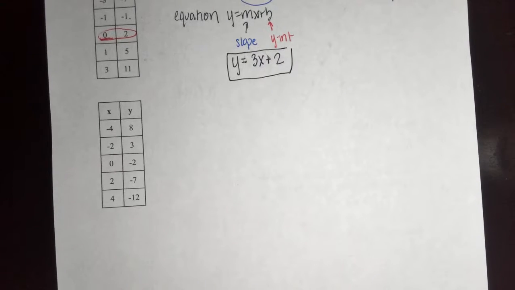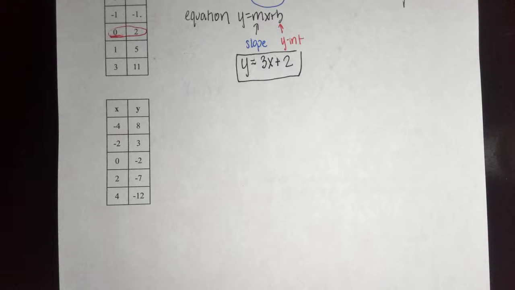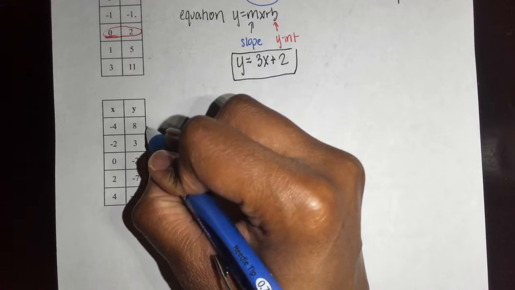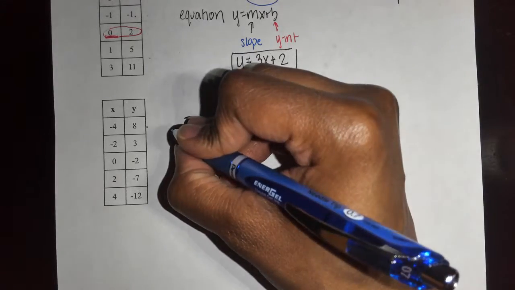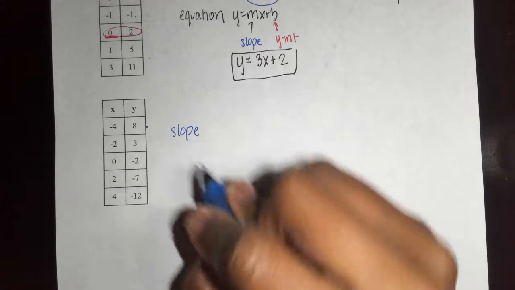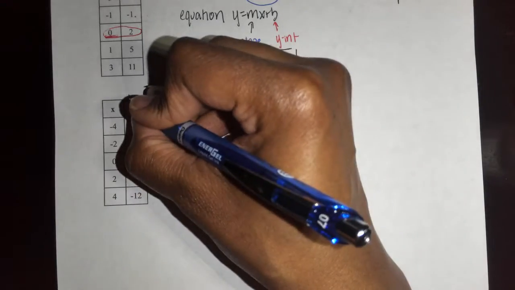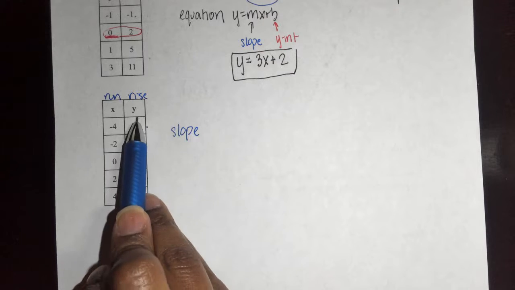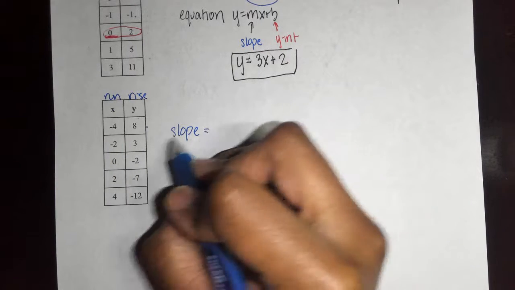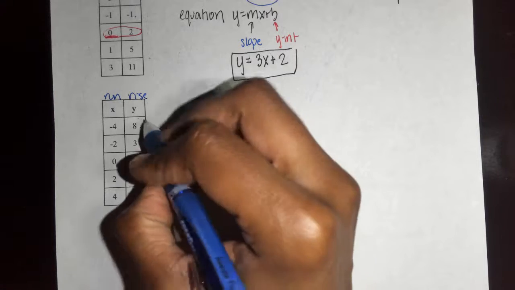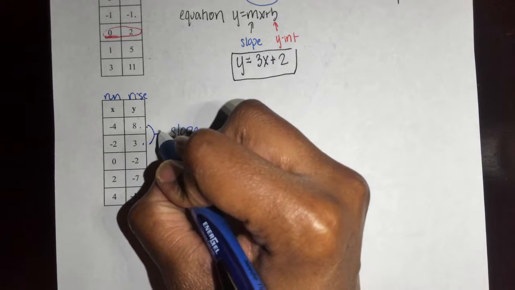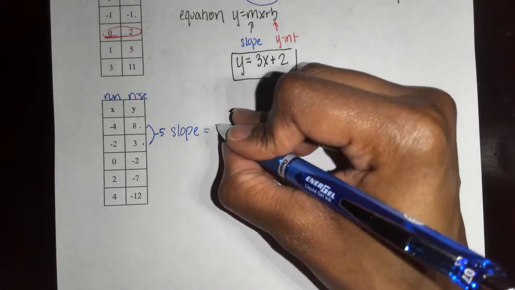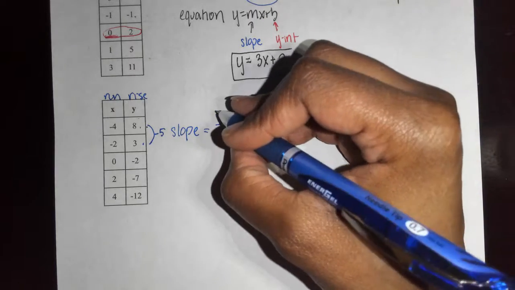Let's try another one. So we started here at positive 8. Let's rewrite what we need. We need our slope, so let's find our slope. Y's are our rise and x's are our run. From 8 to 3, we went down by 5. So when we go down 5, our rise was -5.